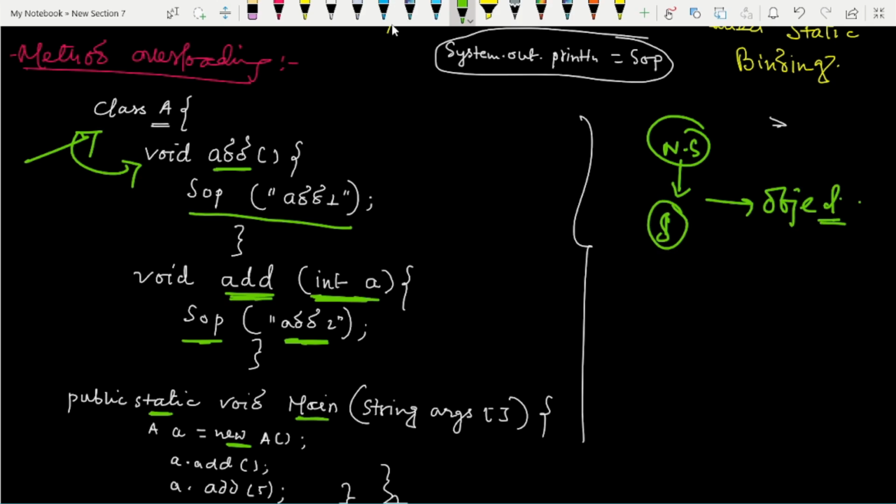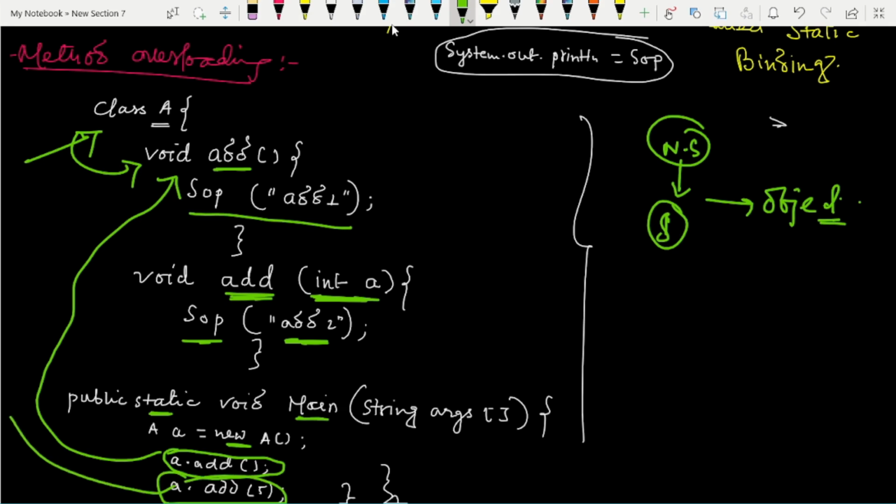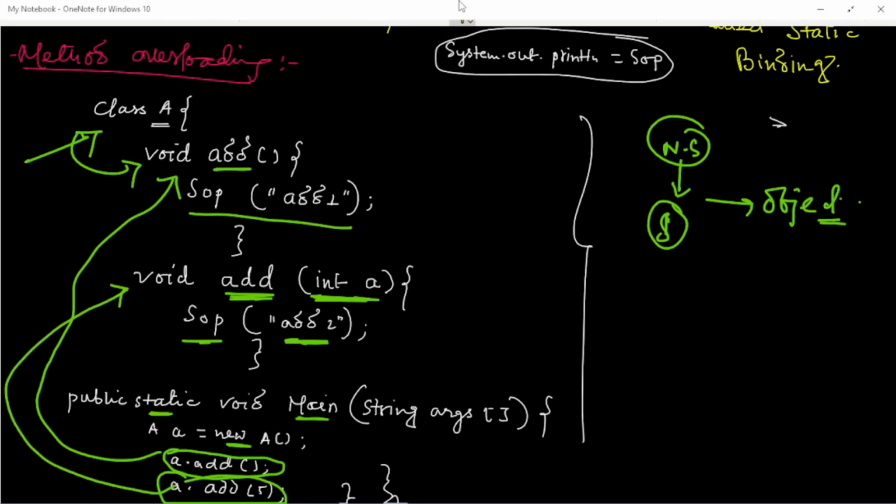So now we understand what will happen here. With method overloading, when we call object name dot add, this will go for this method, because here no parameter is passed, and the other call will go for this add method. That's why it is called method overloading.